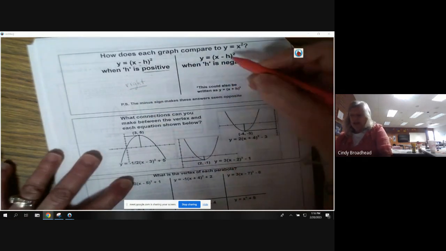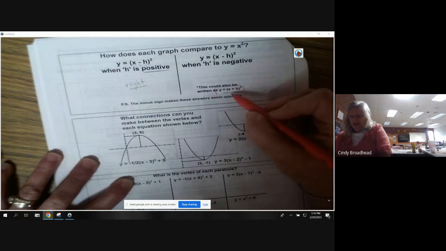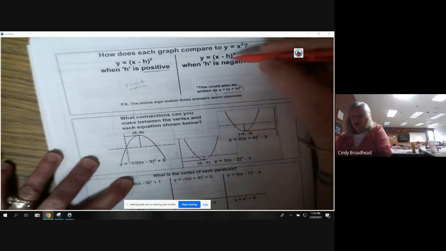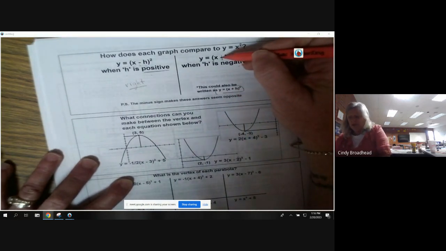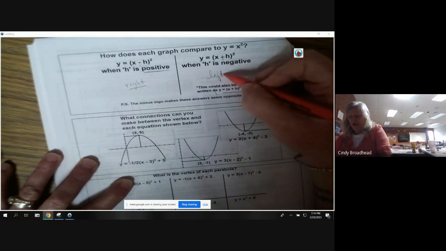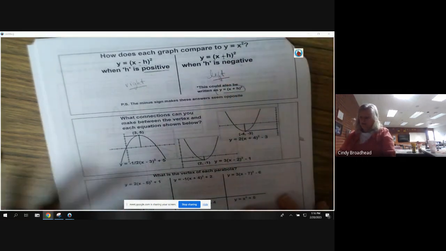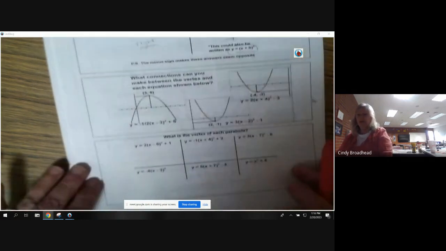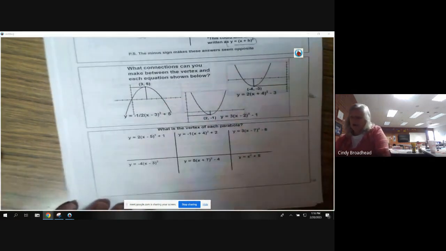If h is negative, you would really write it like this. You wouldn't say minus a negative h. So you would say it's positive. That moves the graph to the left. That's kind of a confusing way that's written, but I think it'll make more sense when we talk about it here with the numbers.